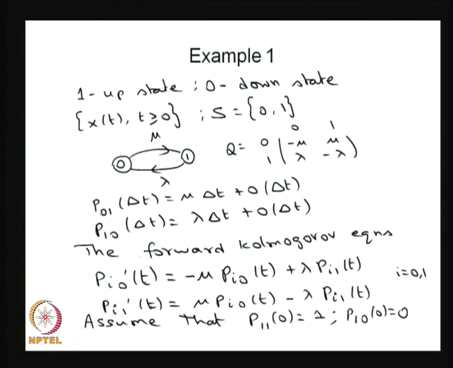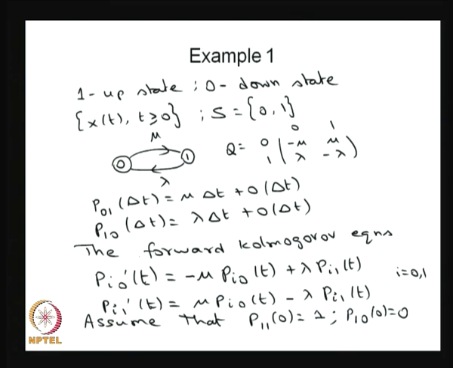The probability of the system moving from the state 0 to 1 is nothing but the rate mu, the repair rate, times the delta t, plus o of delta t. It's a small o. Order of delta t means as delta t tends to 0, the order of delta t will be 0. Similarly, the probability of the system moving from the state 1 to 0 in a small interval delta t is the failure rate lambda times delta t, plus o of delta t. So this o of delta t also tends to 0 as delta t tends to 0.